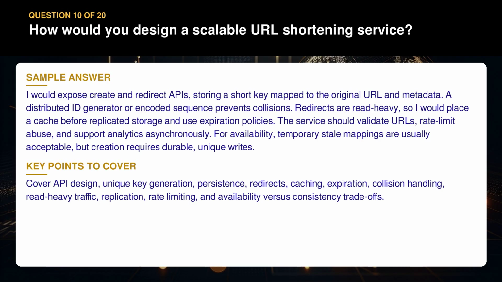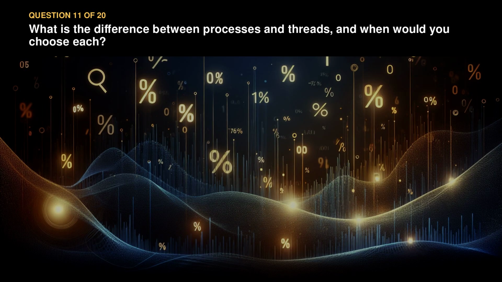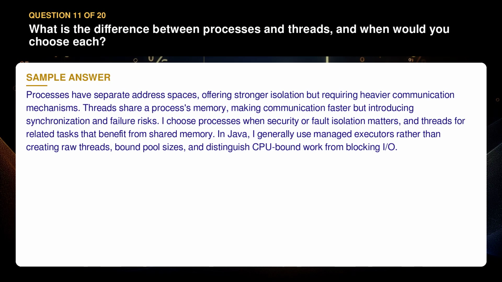consistency trade-offs. Question 11. What is the difference between processes and threads, and when would you choose each? Processes have separate address spaces, offering stronger isolation but requiring heavier communication mechanisms. Threads share a process's memory, making communication faster but introducing synchronization and failure risks.